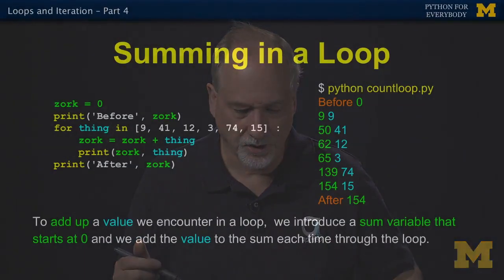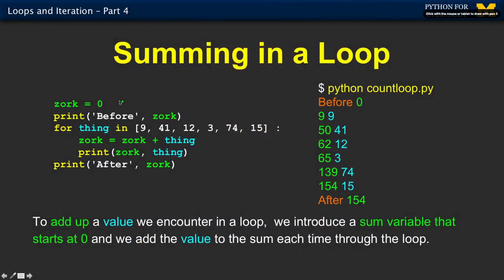So that's counting. The next thing we're going to do is total up a series of values. In this case, we're going to total them up, which makes a little more sense now. We're going to have another variable, zork. I would probably call this total. During the loop, it'll be the running total, and at the end of the loop, it will be the total. So total equals 0 before. That's the running total of what we've seen.